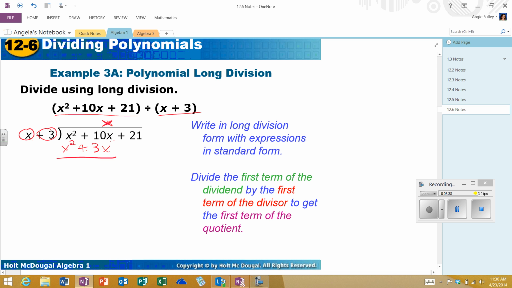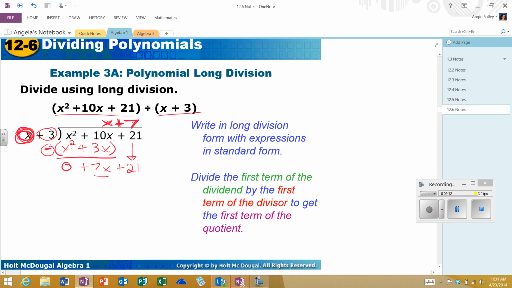Now, just like normal long division, you're going to subtract this whole quantity. So x squared minus x squared is 0. 10x minus 3x becomes 7x. In long division, you bring down the next term, so we're going to bring that 21 down. Okay, next step. We want to figure out what do I need to multiply x by to get 7x, because x is my leading term out here. Well, I need to multiply it by 7, so I'm going to do plus 7.